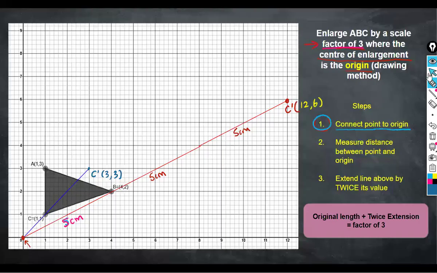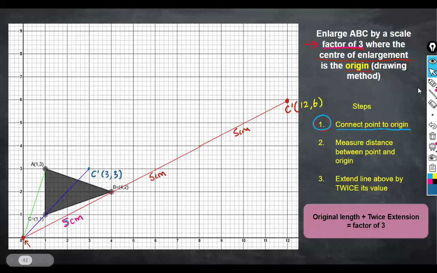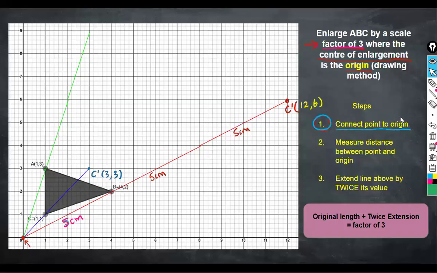And we're going to do the same thing for point A. Connect point A to the origin, measure the length of that line. You all see a green line there. If the length of that line was 4 centimeters, I'm just saying if, then you have to extend it by another 4 and another 4, making the total length 12, because 3 by 4 is 12. One more extension, one more extension. And that takes us up to here.